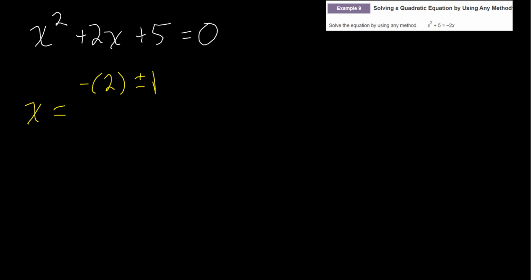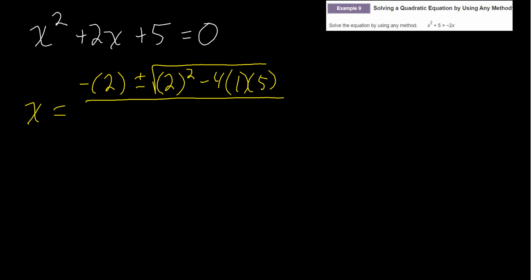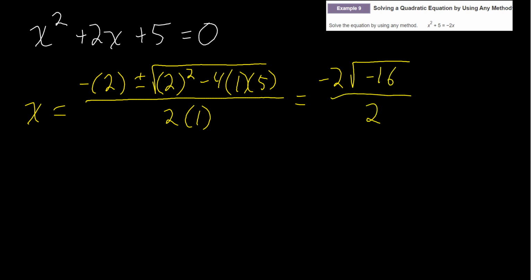or minus the square root of b squared, so 2 squared minus 4 times a times c, which is 5, all over 2 times 1. Okay, so let's fix this up. So we have a negative 2 plus or minus the square root of 2 squared is 4, 4 minus 20, so a negative 16, all over 2.